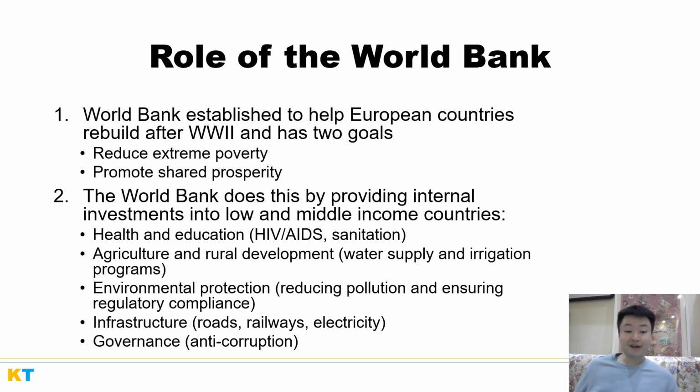And then number three, environmental protection. How can we reduce pollution and ensure regulatory compliance by economies that are primarily secondary sectored, right? Because when there's a lot of manufacturing companies, there tends to be pollution. And also, pollution isn't limited to one country. One country's pollution might end up affecting other countries. And number four, infrastructure. So roads, railways, and electricity, pretty self-explanatory. Then number five, governance. This one mainly looks at anti-corruption. Again, the World Bank's focus is every dollar spent on growth and the reduction of poverty.